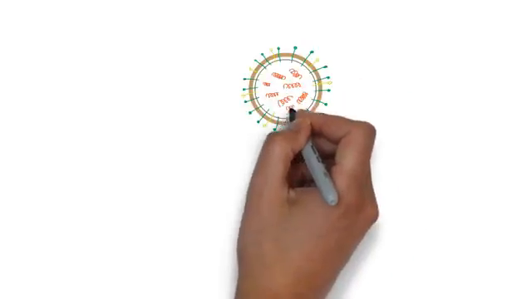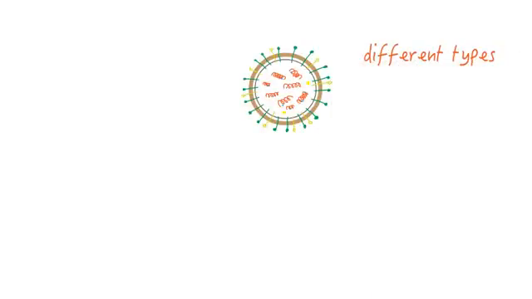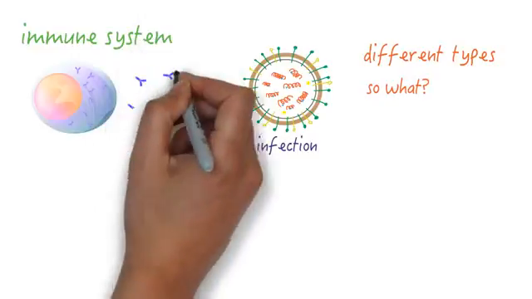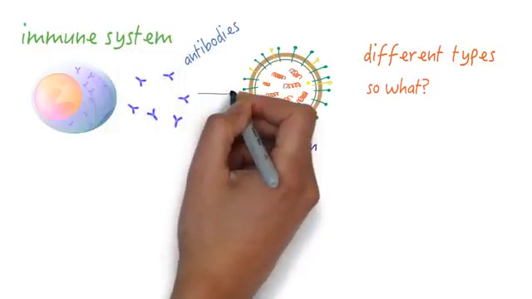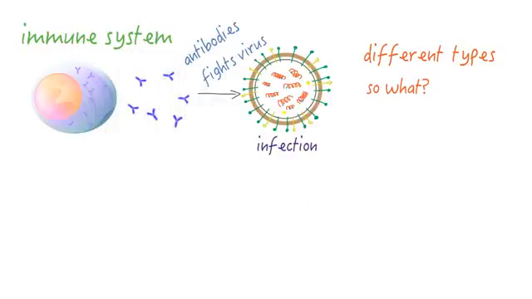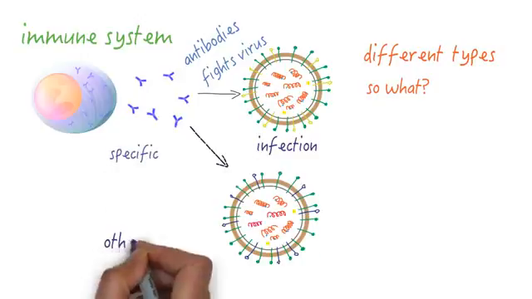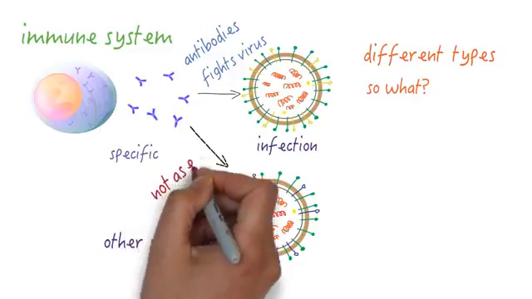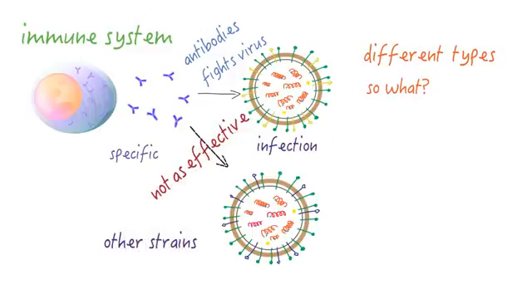Okay, so there are many different types of flu viruses out there. What's the big deal? Well, when people are infected by a particular strain of the flu virus, the body's immune system produces antibodies to fight that virus. The problem is, these antibodies are quite specific for that particular strain and don't work all that well for the other strains. The more different the strains are, the less effective the antibodies are at fighting it. That's why people can have the flu more than once.